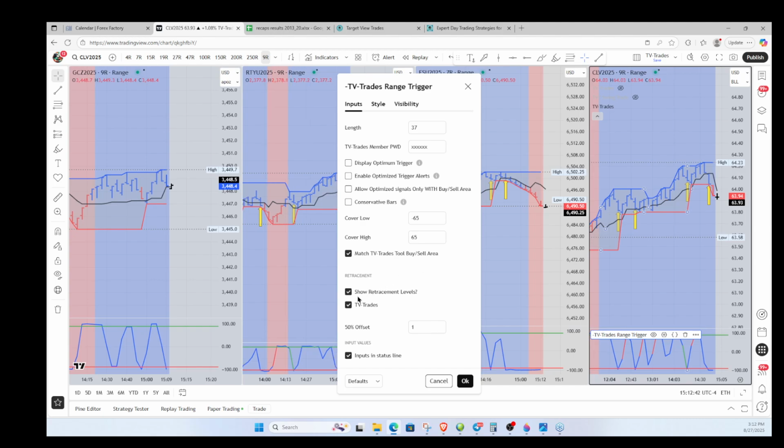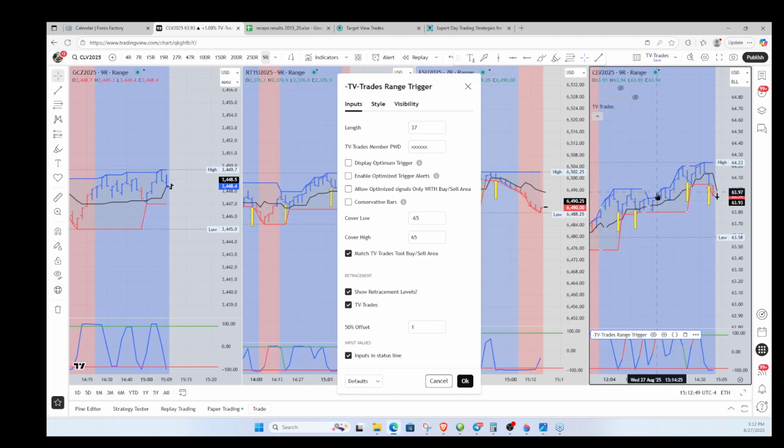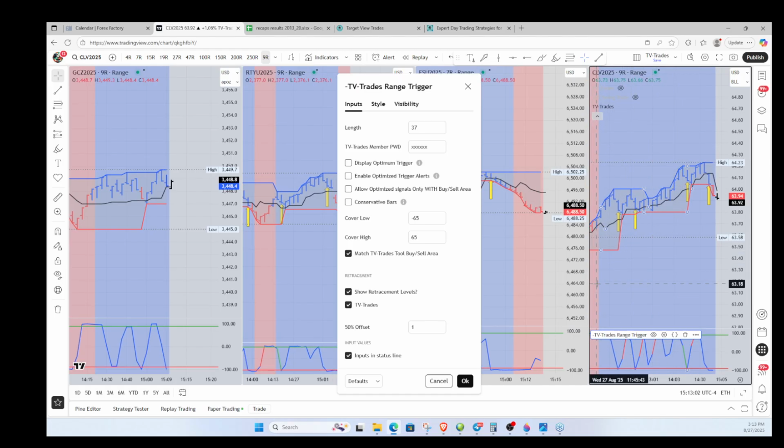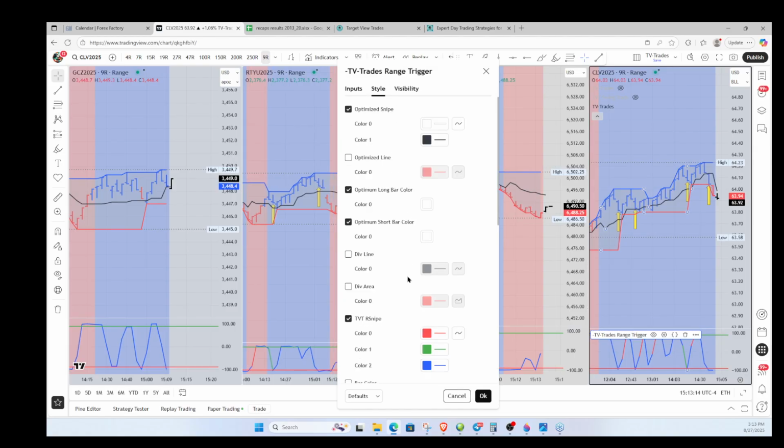And if you do show retracement levels, that's these levels right here. The blue and the red lines right there, that's the retracement levels. When you turn that on, if you want it to be based upon the TV Trades, meaning the TV Trades background color, so you're working with the background color and you're working with the trigger down here, you have to check TV Trades. So make sure you check TV Trades. If you're in here and you're a subscriber, check the TV Trades.